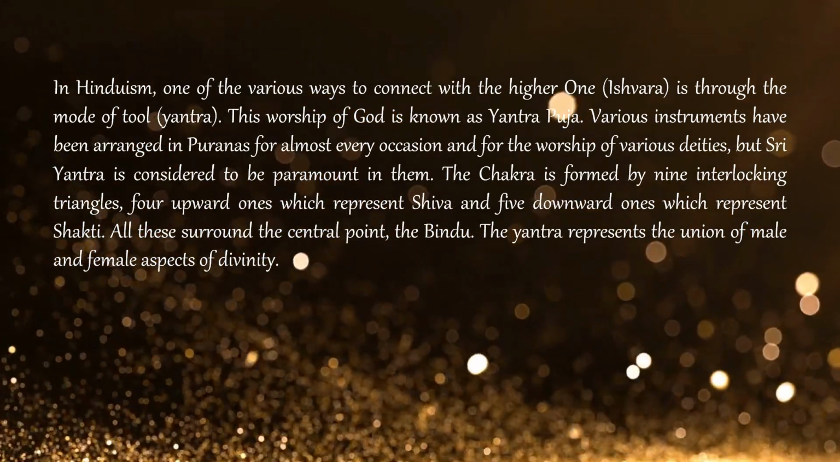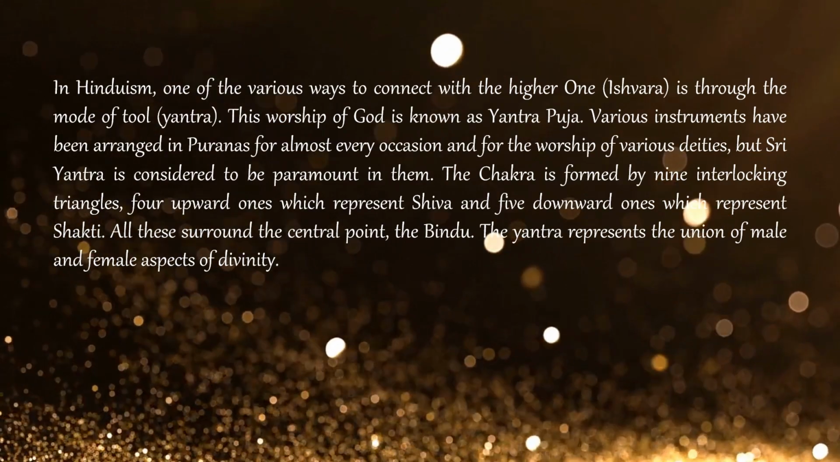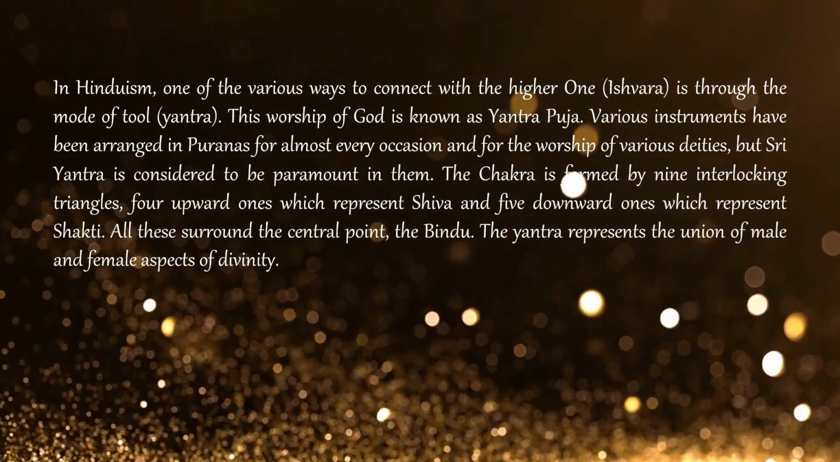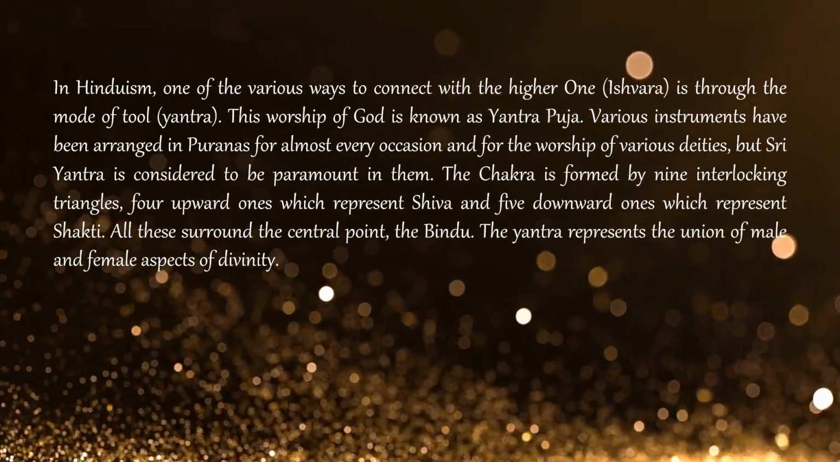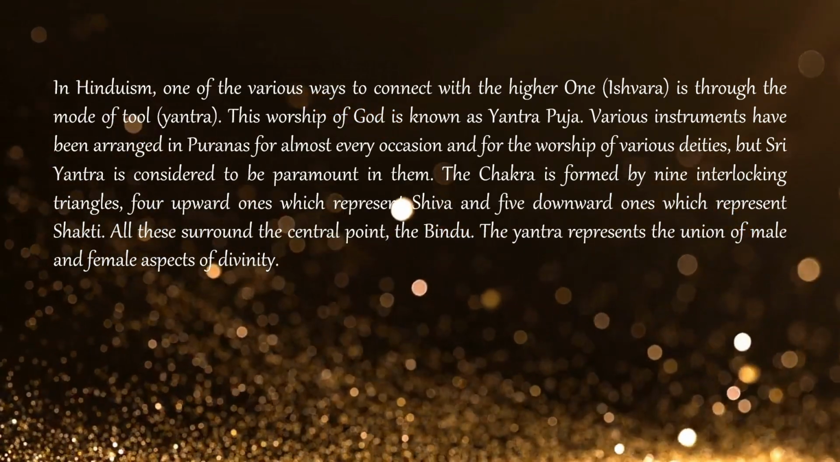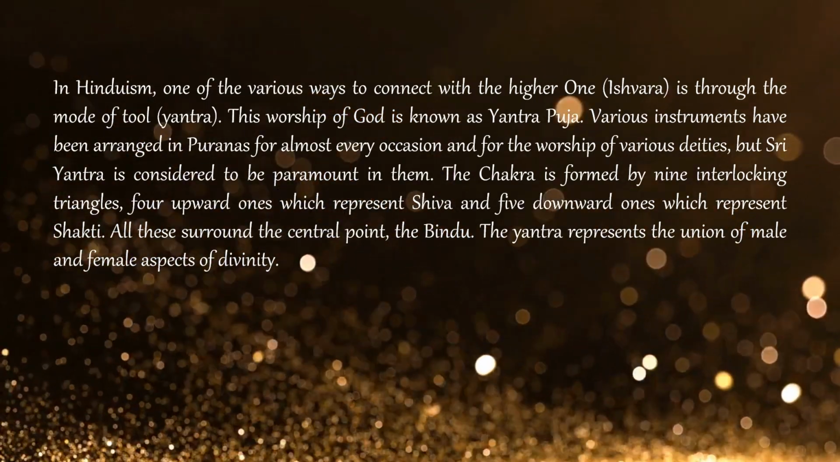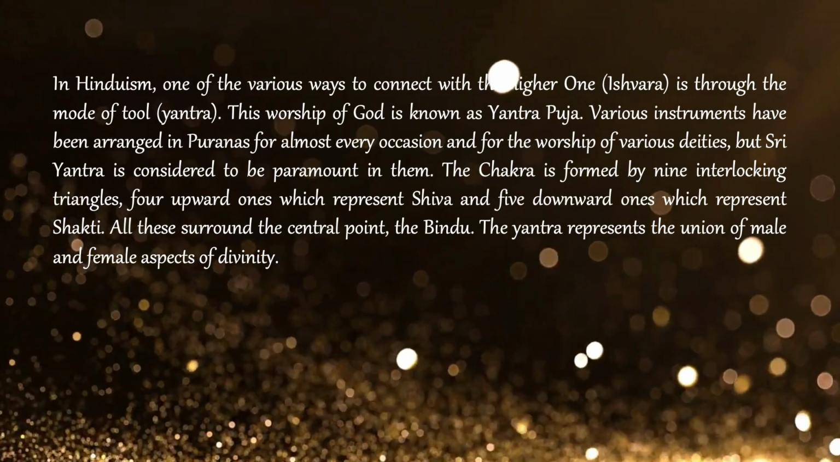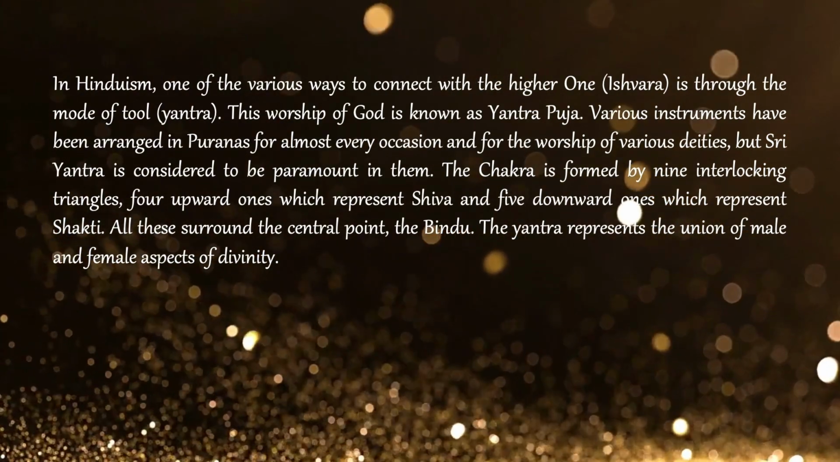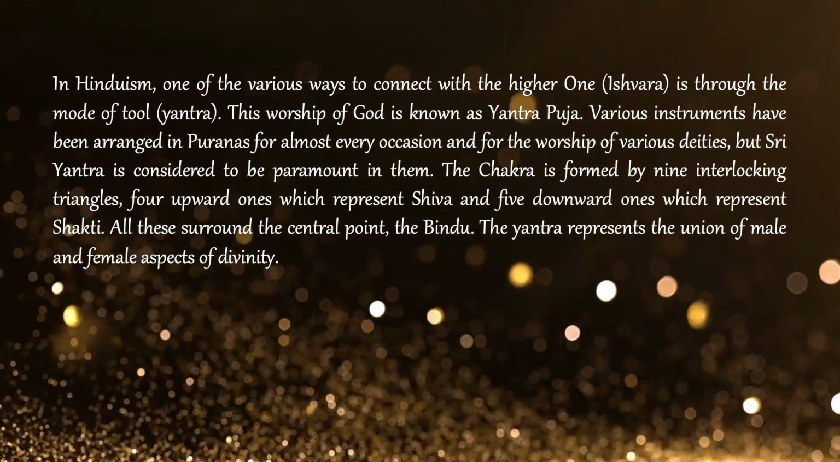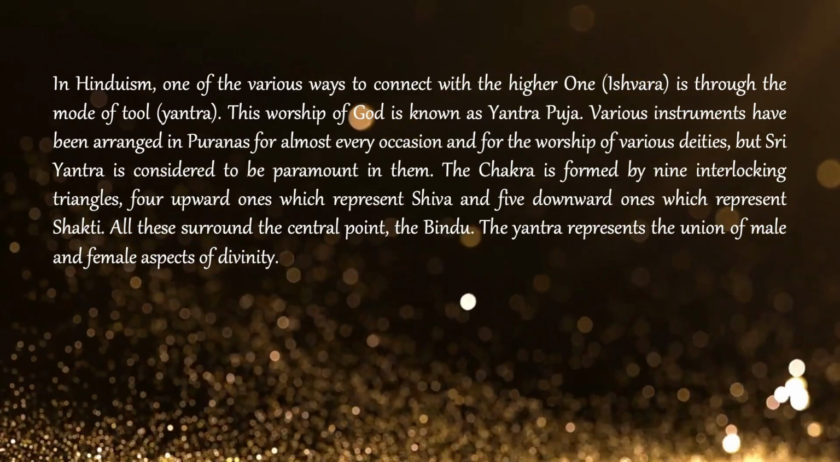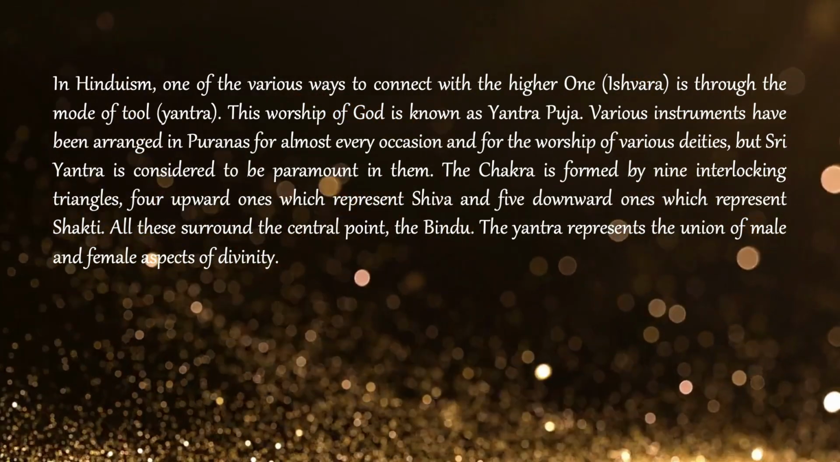The chakra is formed by 9 interlocking triangles, 4 upward ones which represent Shiva and 5 downward ones which represent Shakti. All these surround the central point, the Bindu. The Yantra represents the union of male and female aspects of divinity.